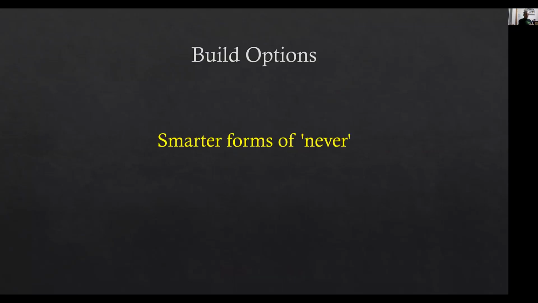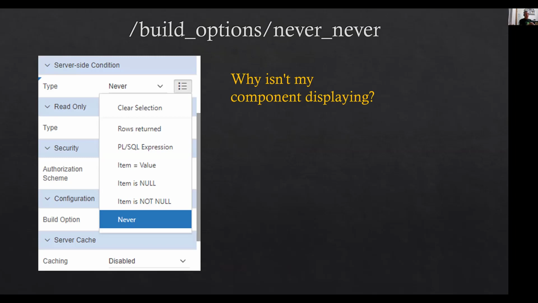So build options, a smarter form of the never attribute, shall we call it. There have been a number of times where I've gone into a page and I'm thinking, why isn't this component displaying? And I wander down and I see that it's set to never. And you think, okay, why is this set to never? Are there any comments on here? What's going on?